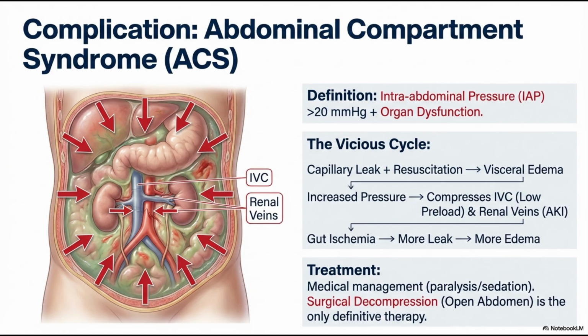Medical management first. Deep sedation, paralysis to relax the abdominal wall muscles, NG decompression to suck out air. But if that fails, it's surgery. Decompressive laparotomy. You open the belly, the fascia springs open, the guts bulge out, and usually the urine output starts instantly. It's the ultimate source control for pressure.